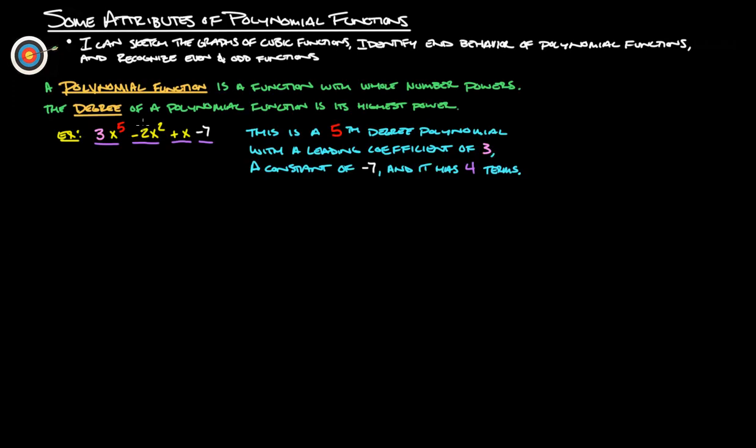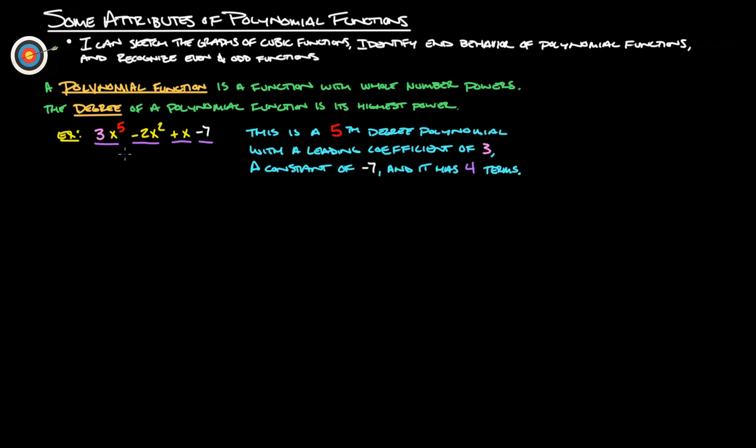Okay, so first things first. A polynomial function is a function with whole number powers, and the degree of the polynomial function is its highest power. For example, let's say we have 3x to the fifth minus 2x squared minus x minus 7. The exponent of 5 is the highest power of any of these. It's 5, 2, 1, and 0. Since 5 is the highest number, that means it's a fifth degree polynomial.